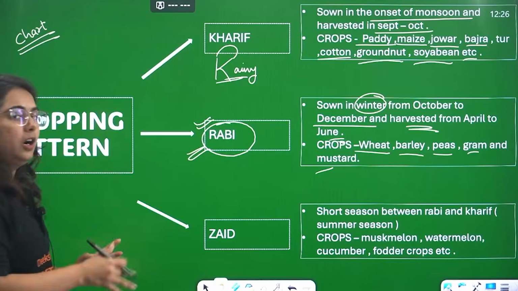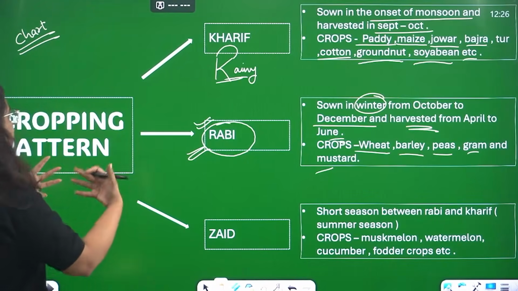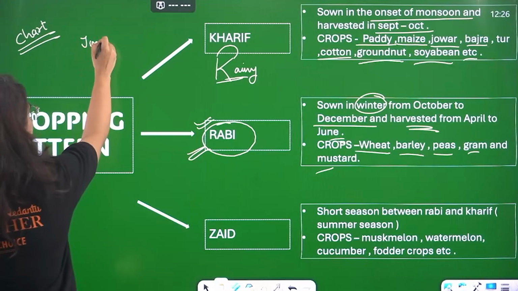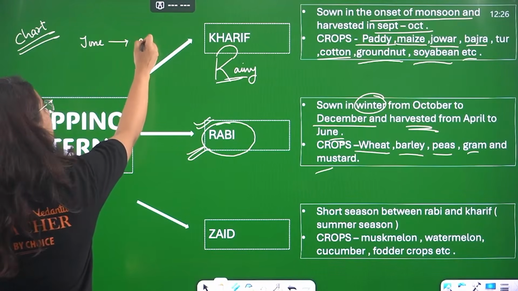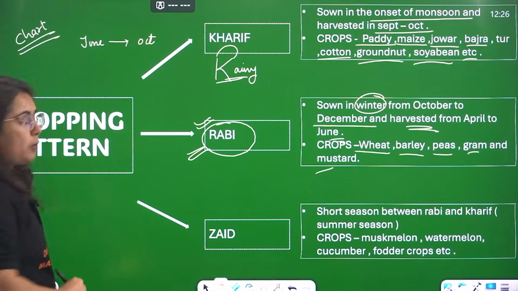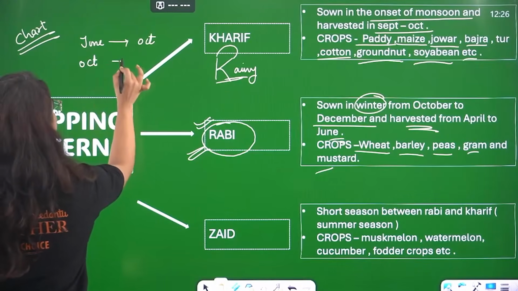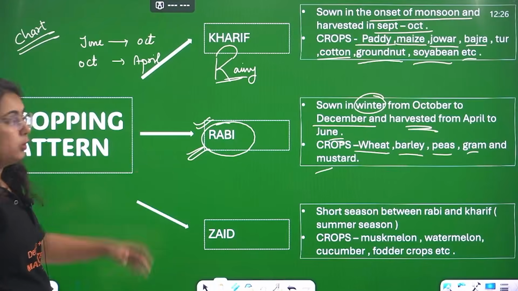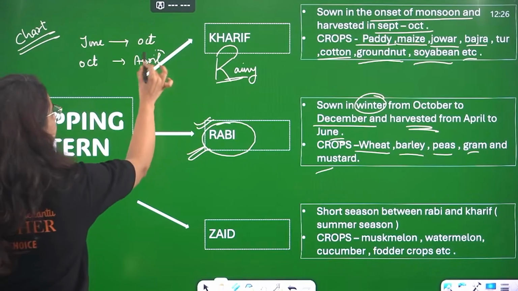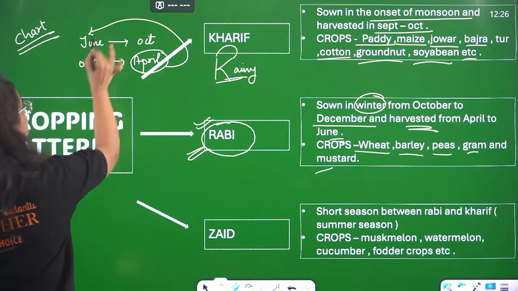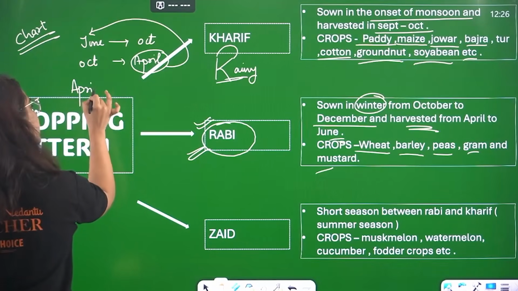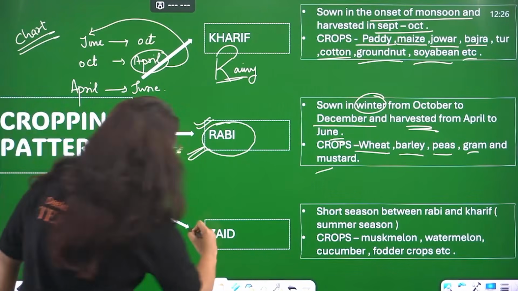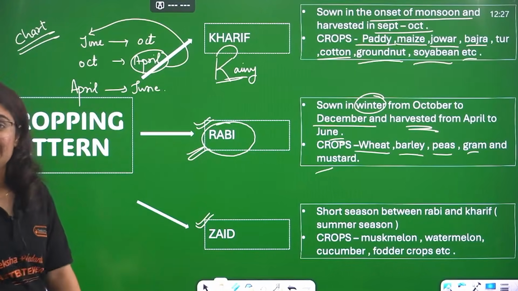Coming towards the third one, Zaid. Now analyze, beta. During the rainy season, from June to October, what is grown? Kharif crop is grown. From October to April, what is grown? Rabi. What about the time between April and June? Beta, during this time, the third type of crop is grown, that is the Zaid crop.